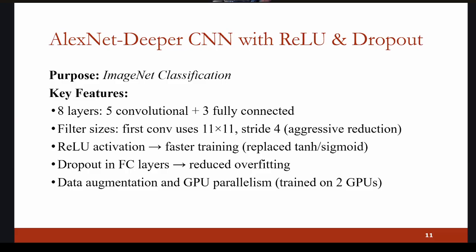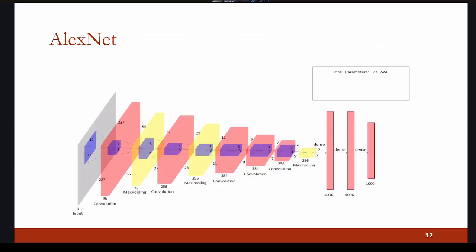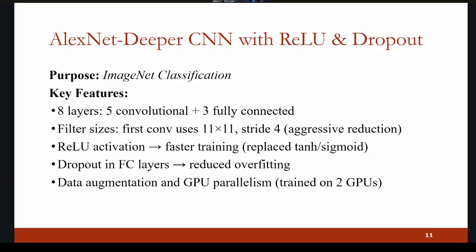And they have introduced data augmentation techniques also, and the AlexNet model was trained on 2 GPUs. So the number of parameters it has learned is 27.55 million parameters. So this is the architecture of AlexNet. This performed well in the ImageNet classification task when compared to the previous model.